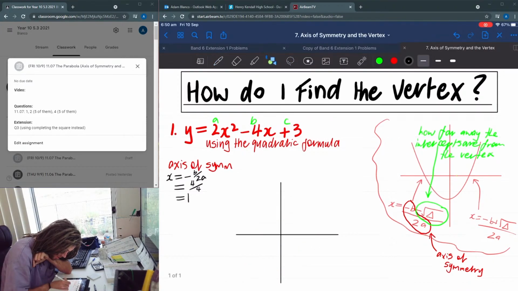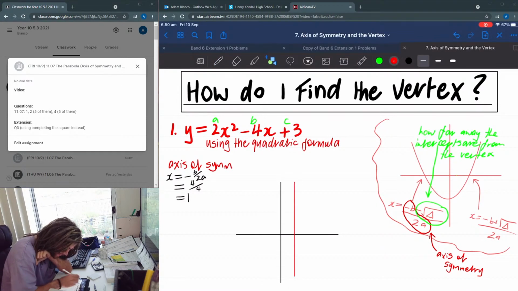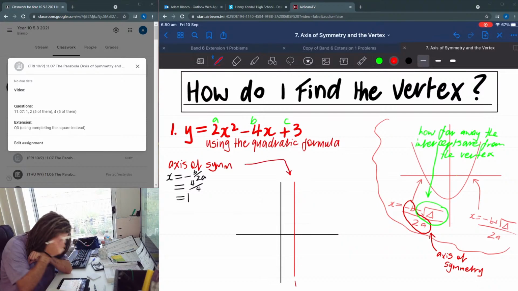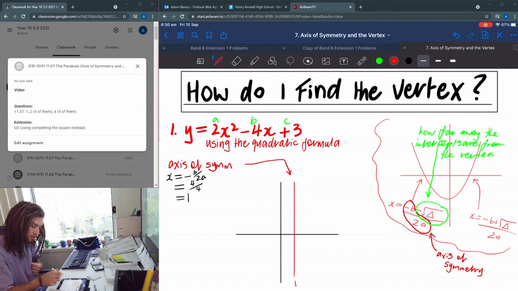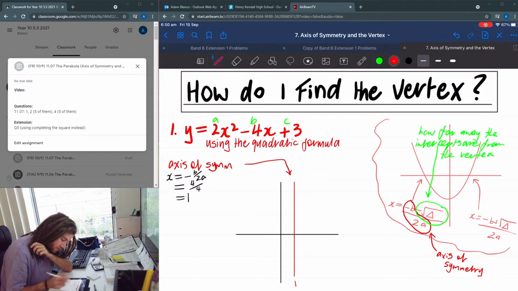So let's chuck a line. I don't want it to be the same color. Let's go there. So that's my axis of symmetry there at 1. That means I know the parabola goes through that point. So now it's just a matter of determining how high or low the parabola is and stuff like that. But what I can find now is my vertex.